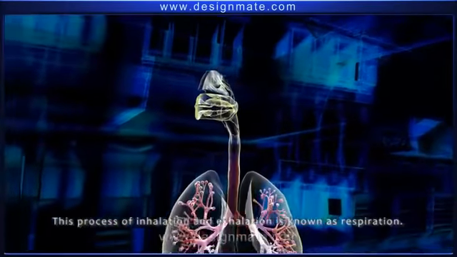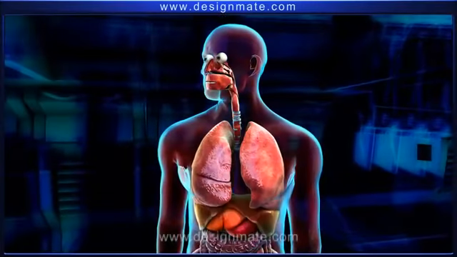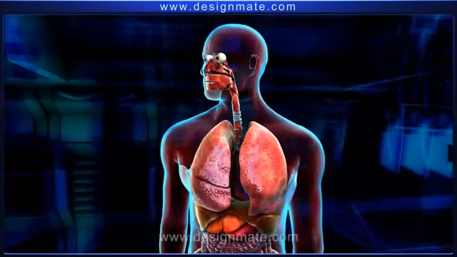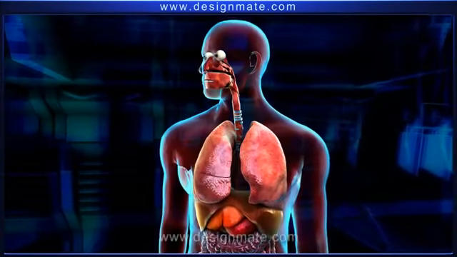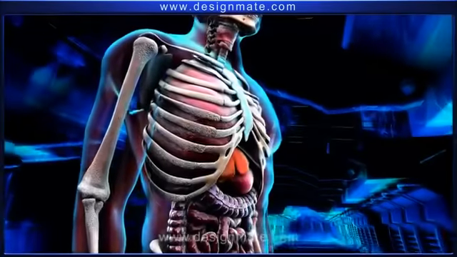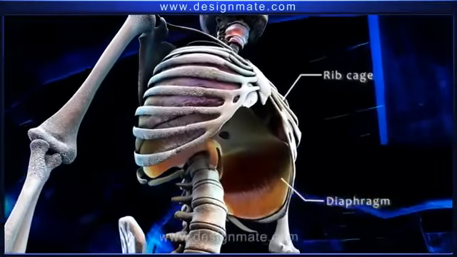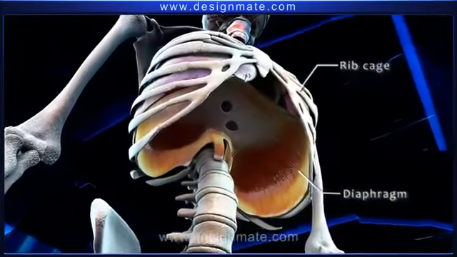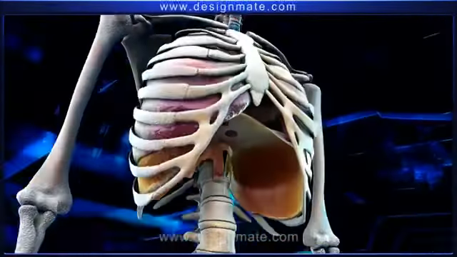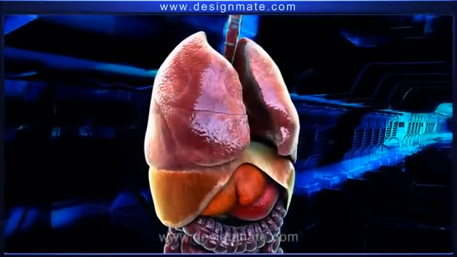This process of inhalation and exhalation is known as respiration, which occurs approximately 20 times per minute. Summary. In the thorax region, the rib cage and the diaphragm are observed, which play a vital role in respiration. Present within the rib cage are the pleural membranes, which enclose the lungs.